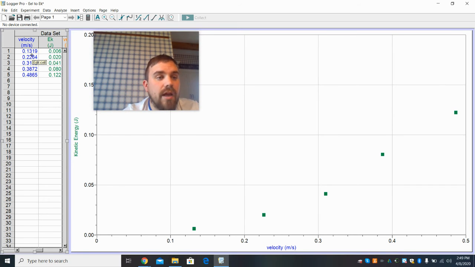Take 0.1319 squared, so on and so forth, and then just plot all of those same kinetic energies versus the velocity squared values. And then you're going to write the equation.